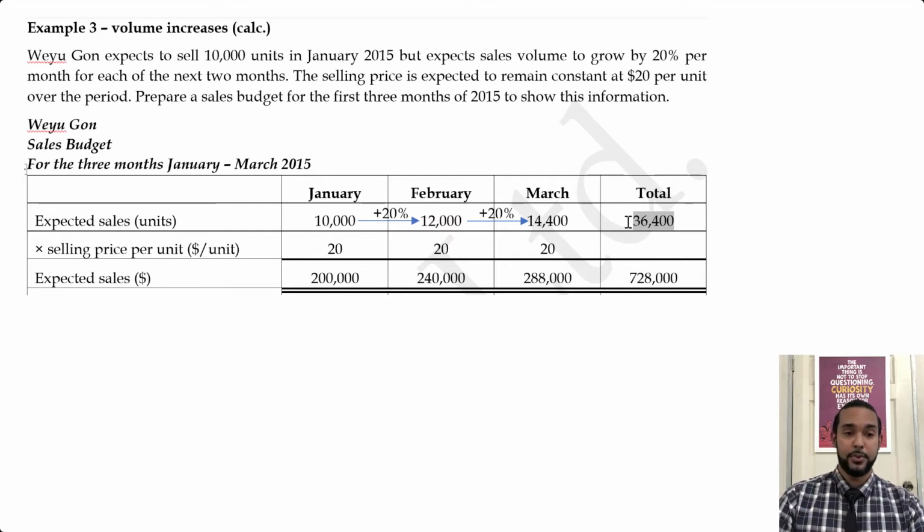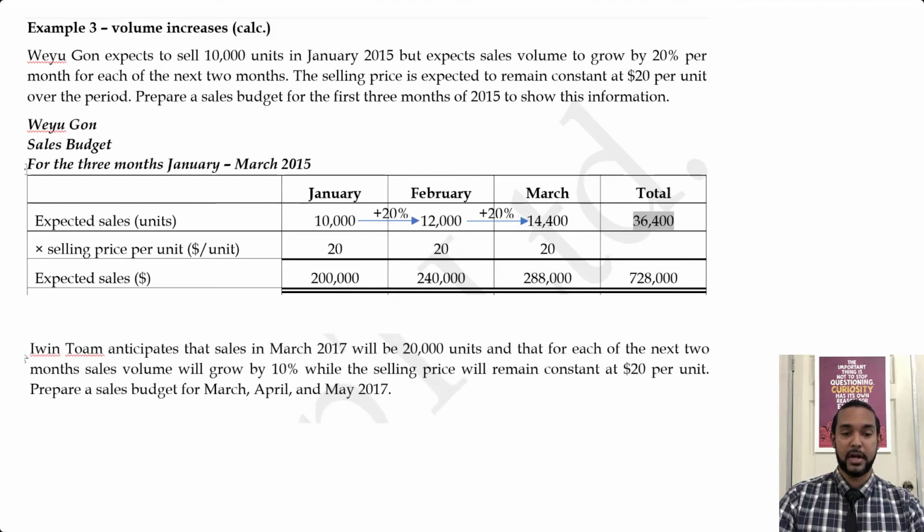Okay, so now we just did Where You Gone. So I Went Home is the question you guys are going to do. So let's take a read. It says I Went Home anticipates that sales in March 2017 will be 20,000 units, and that for each of the next 2 months, sales volume will grow by 10% while the selling price will remain constant at $20 per unit. And you have to prepare a sales budget for March, April, and May 2017. Okay, so you know the drill. Take a pause, take a read again, and try the question.